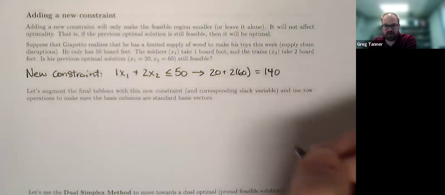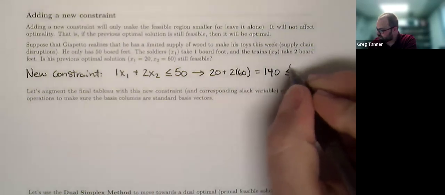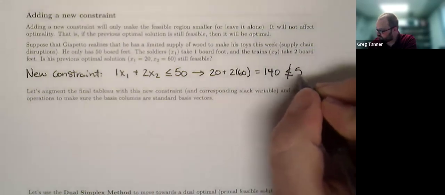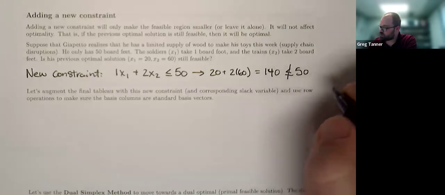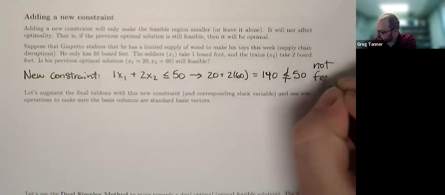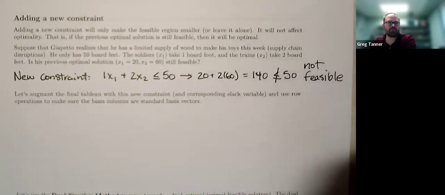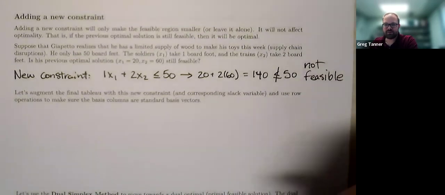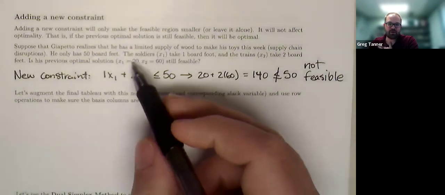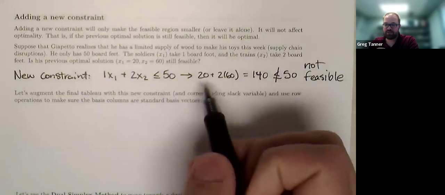Okay, his current optimal solution uses 100 board feet of wood, and that is definitely not less than or equal to 50. And so our current solution is not feasible. Not primal feasible. Maybe we should be a little bit specific there. And so it's not primal feasible, means that we can't keep making 20 soldiers and 60 trains to get that optimal profit that we had before, because we don't have enough board feet to do that.